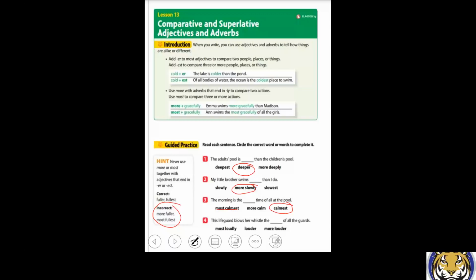Number 4. The lifeguard blows her whistle, the blank of all the guards. Well, more louder would be wrong because you're not supposed to use more with the ER word. Most loudly, that means it would have to be comparing three or more actions. I think so. The lifeguard is being compared to all of the guards. I think that's the correct choice. Most loudly.